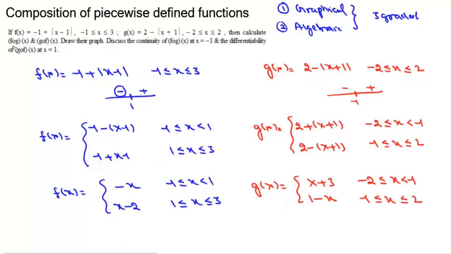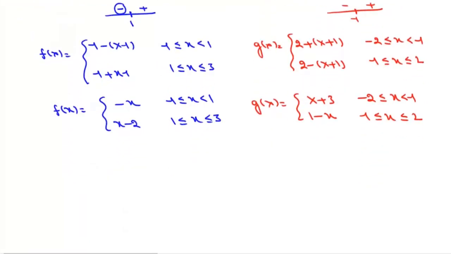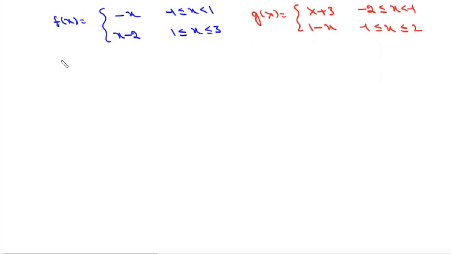Now we need to find f of g(x) and g of f(x). Now first we will find f of g(x) using graphical method. So we are going to use graphical method, and we wish to find f of g(x). Now basically f of g(x) is f and then g(x). So essentially values of x will go into this function g, and then value of g(x) will go into this function f(x). Now in this graphical method, what we do is, first step is we'll draw the graph of g(x).